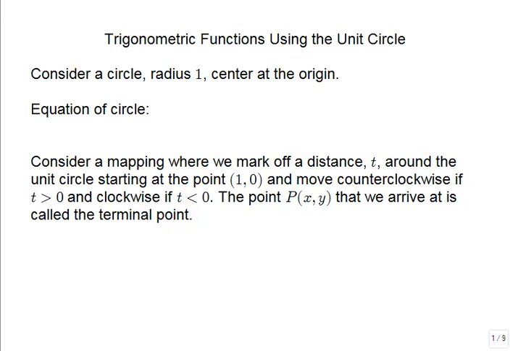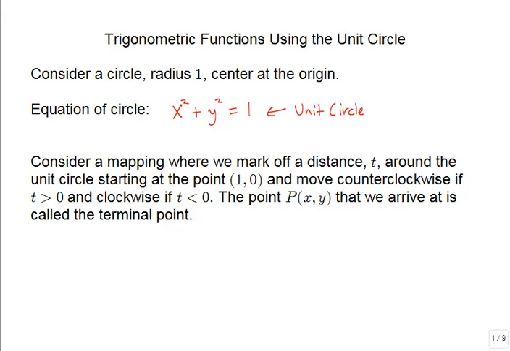What would be the equation of such a circle? Well, since there's no shifts involved because our center is staying at the origin, this would just be x squared plus y squared. And since the radius is 1, this would be 1 squared, or just 1. This is the equation of what we call the unit circle. It's called the unit circle because it has that radius of 1 and it's centered at the origin.